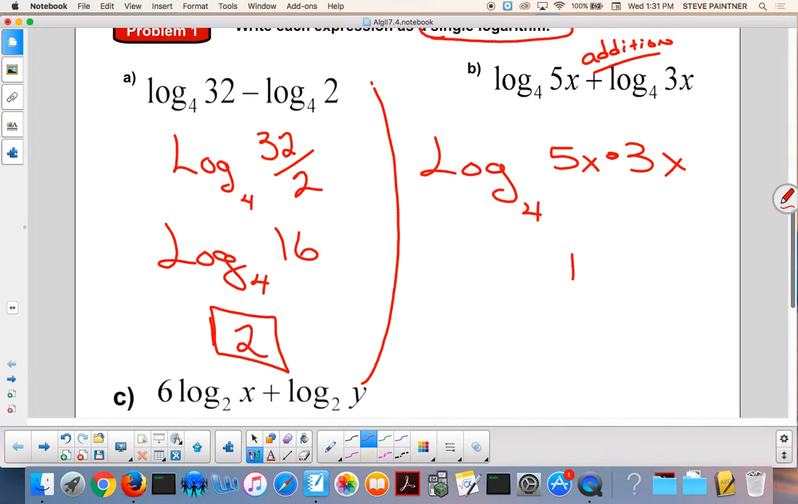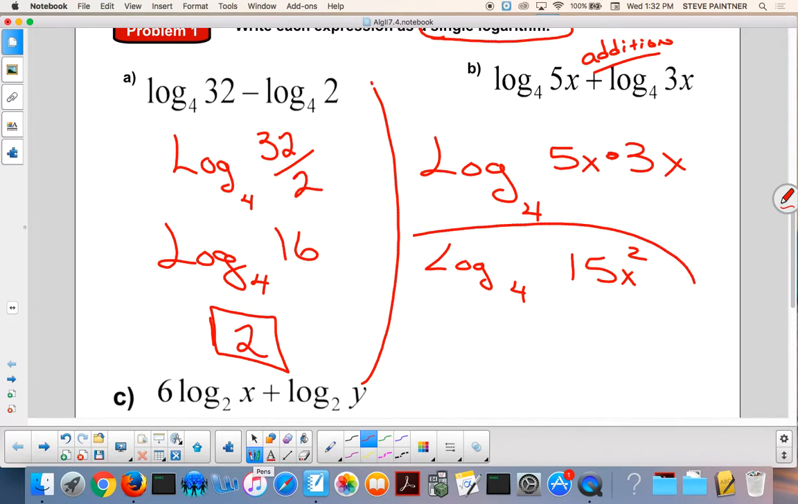15x squared is right. Log of base 3. No, I don't know why I put base 3, sorry. Base what? Base 4? Okay. Now, if you can answer it, answer it. 4 to what power is 15x squared? Can you answer that? No.